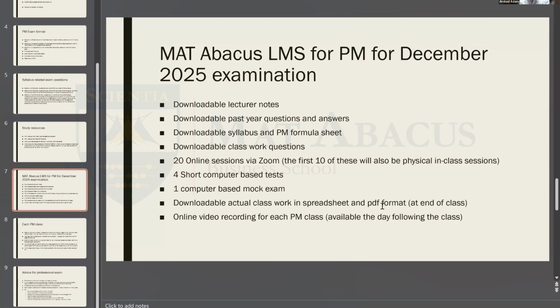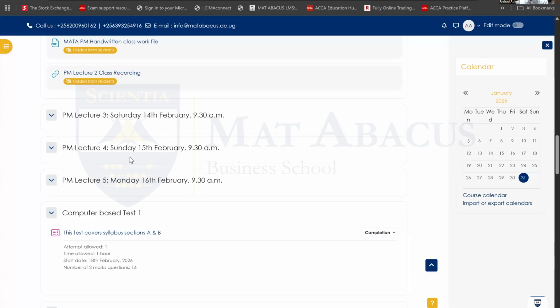Now, what happens at the end of the class, this classwork, which is in spreadsheet, or any diagrams that we have drawn, which will be in a PDF format, these will be uploaded. I will upload this at the end of every class to the LMS. This is the support we give you. Yeah, so this will be in the LMS. I'll give you an example.